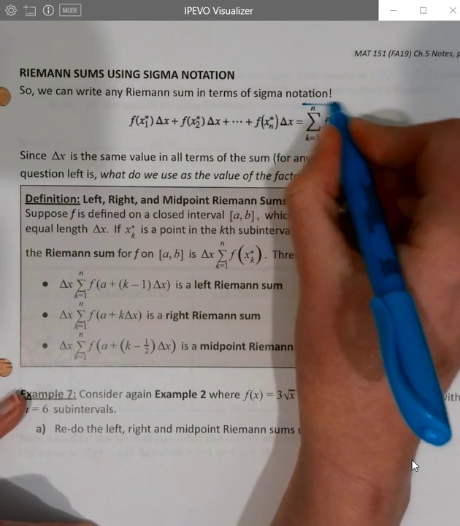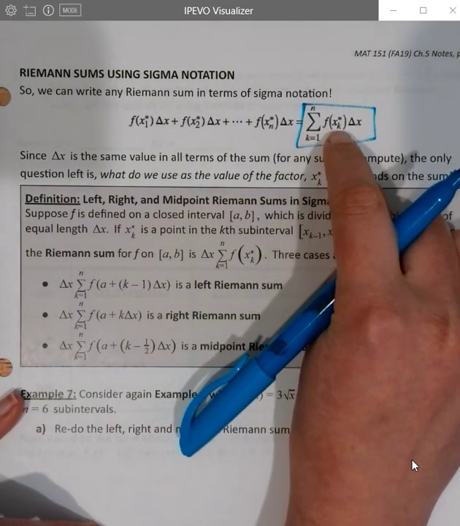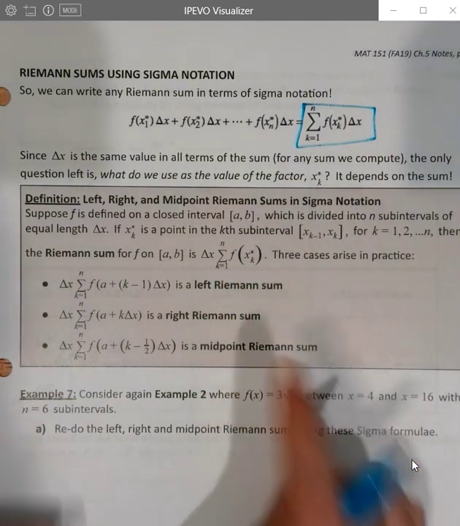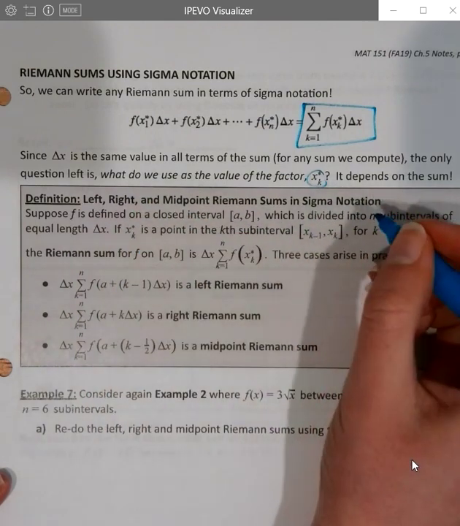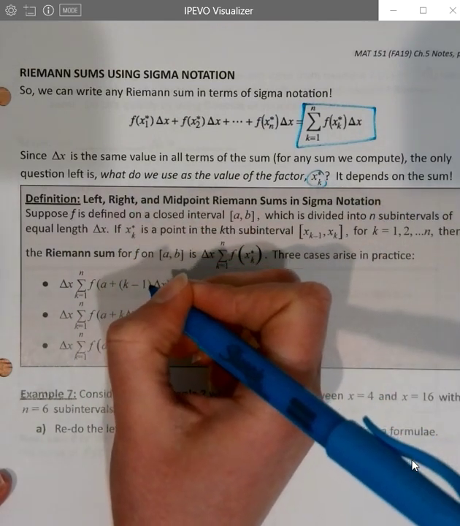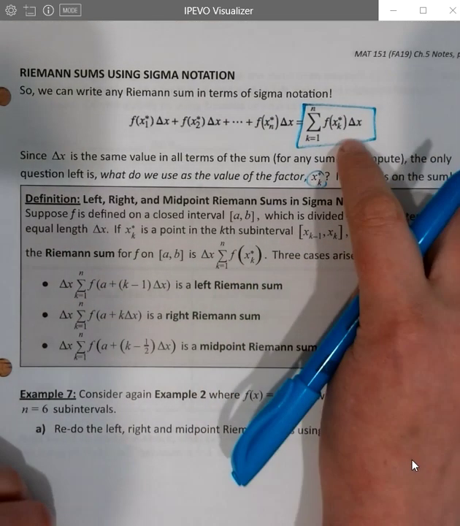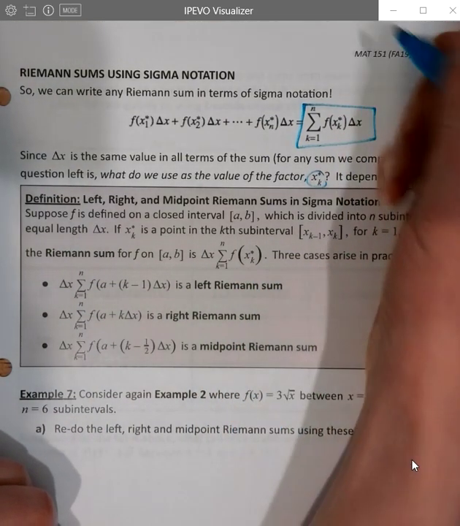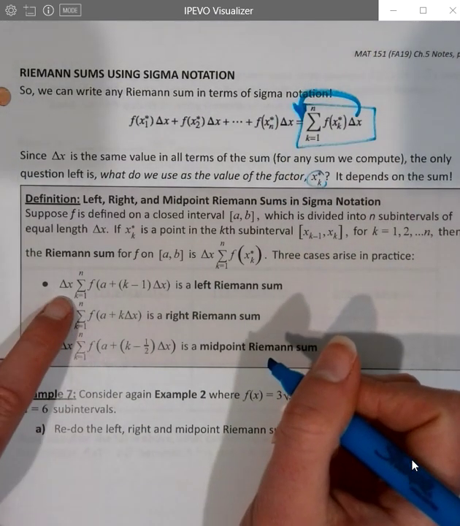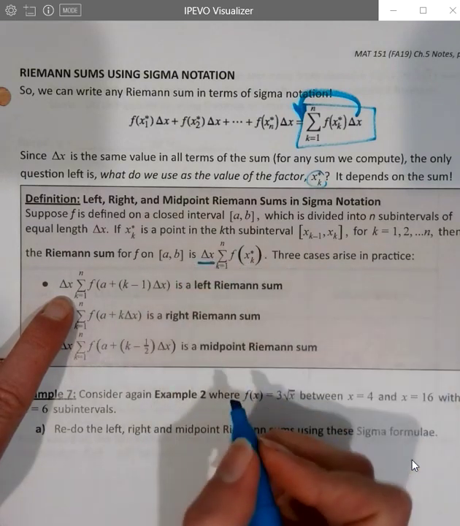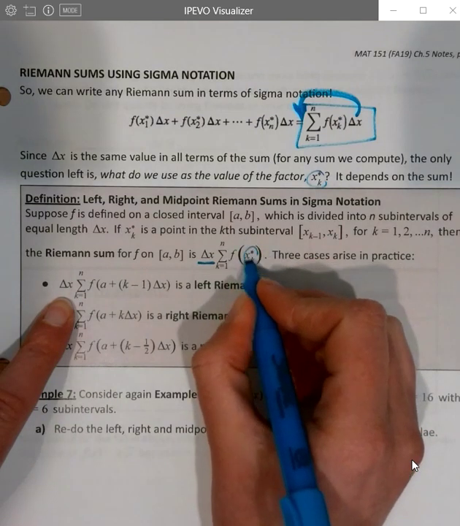Now, we can modify that to make sure that we can talk about xk star specifically in terms of left, right, and mid. So that's what we're going to do next, figure out the value of xk star. For left, right, and mid, we again have our delta x, and because this delta x is a constant, we can factor it out to the front, which we've done before. So down here you see we have our delta x factored out, and then we have f of, and our definitions of xk star.